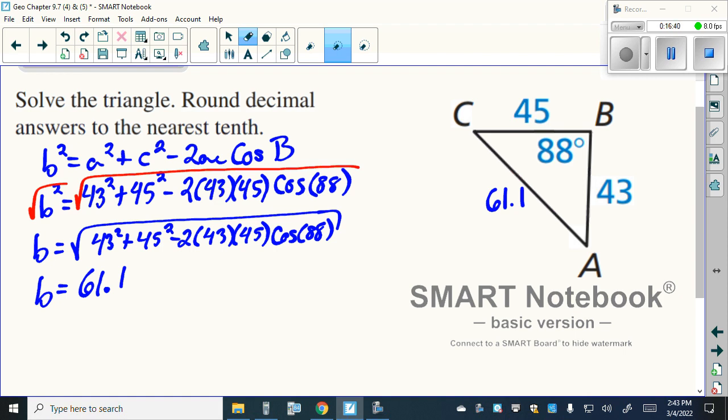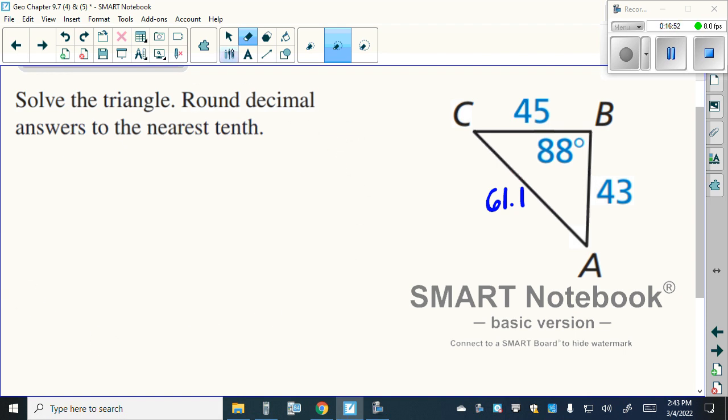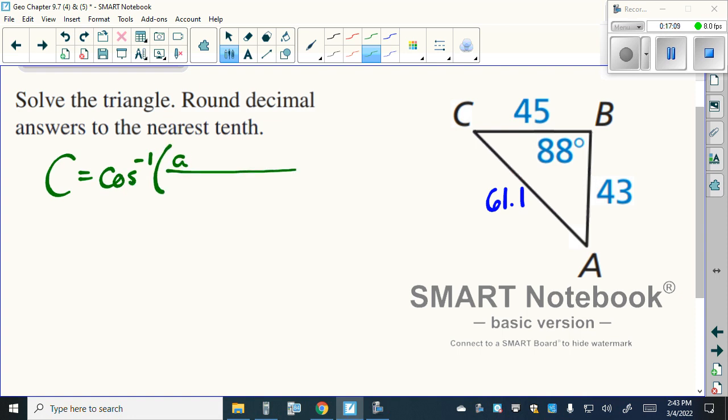No? Do you mind if I erase this here for the work for B? Okay. Take 2. There we go. Now we need to determine if we want to find the measure of angle C first or the angle A, because we're going to have to find both, but which one do we want to find first? C. Now C is going to equal cosine inverse of A squared plus B squared minus C squared over 2AB.